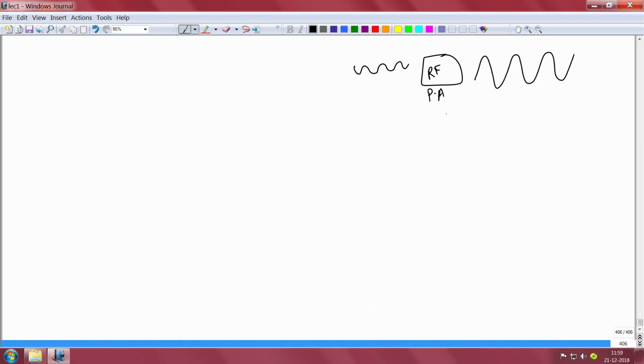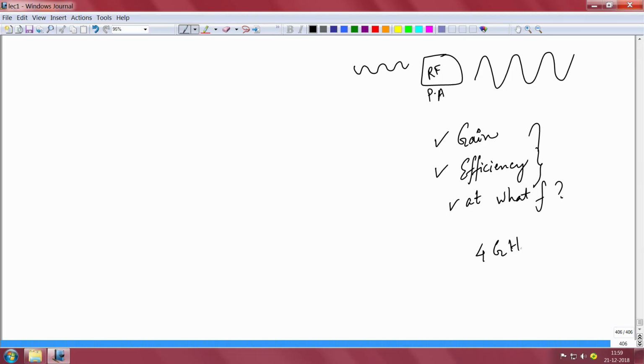So the heart of this will be an RF transistor, and the important thing is that it should have a very high gain, or gain is a very important figure, and it should also have good efficiency. So if you have a higher gain, higher efficiency, you are also able to ask at what frequency can you do that, up to what frequency can you do that. If you can amplify a signal at 4 gigahertz, it doesn't mean that you will be able to amplify a signal at 40 gigahertz also, right.